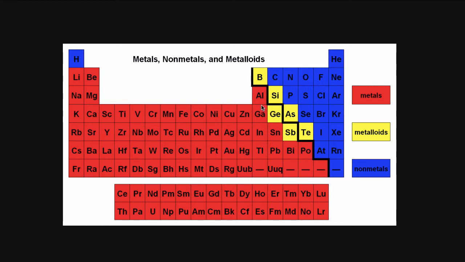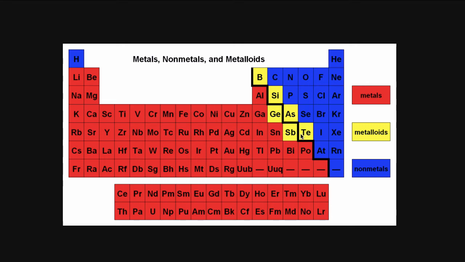And then in some classes, you do need to know which elements are metalloids. Just think of metalloids as a mixture. They have some metallic properties and some non-metallic properties, so they're metalloids. And the metalloids are these yellow elements over here. Some classes you don't need to know metalloids, and other classes your teacher will require you to know where the metalloids are.